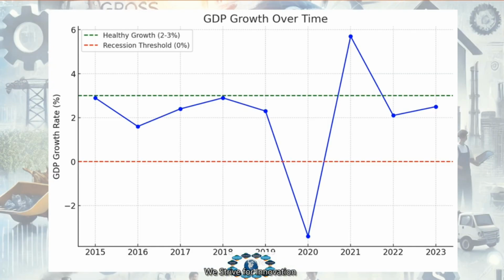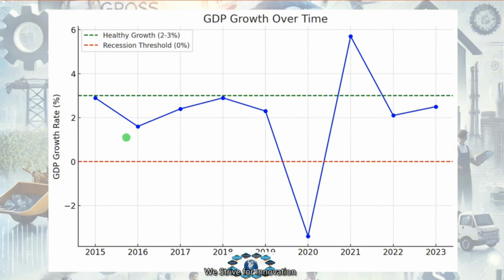So now let's look at this chart here over time between the years 2015 and 2023. You can see here healthy growth between 2 to 3%, the green line. The red line, of course, is the threshold for recession. You can see the GDP was always above 0%, and then it drops in 2020, becomes a recession, and then backs up again, and now we are in the okay zone, so that's it.